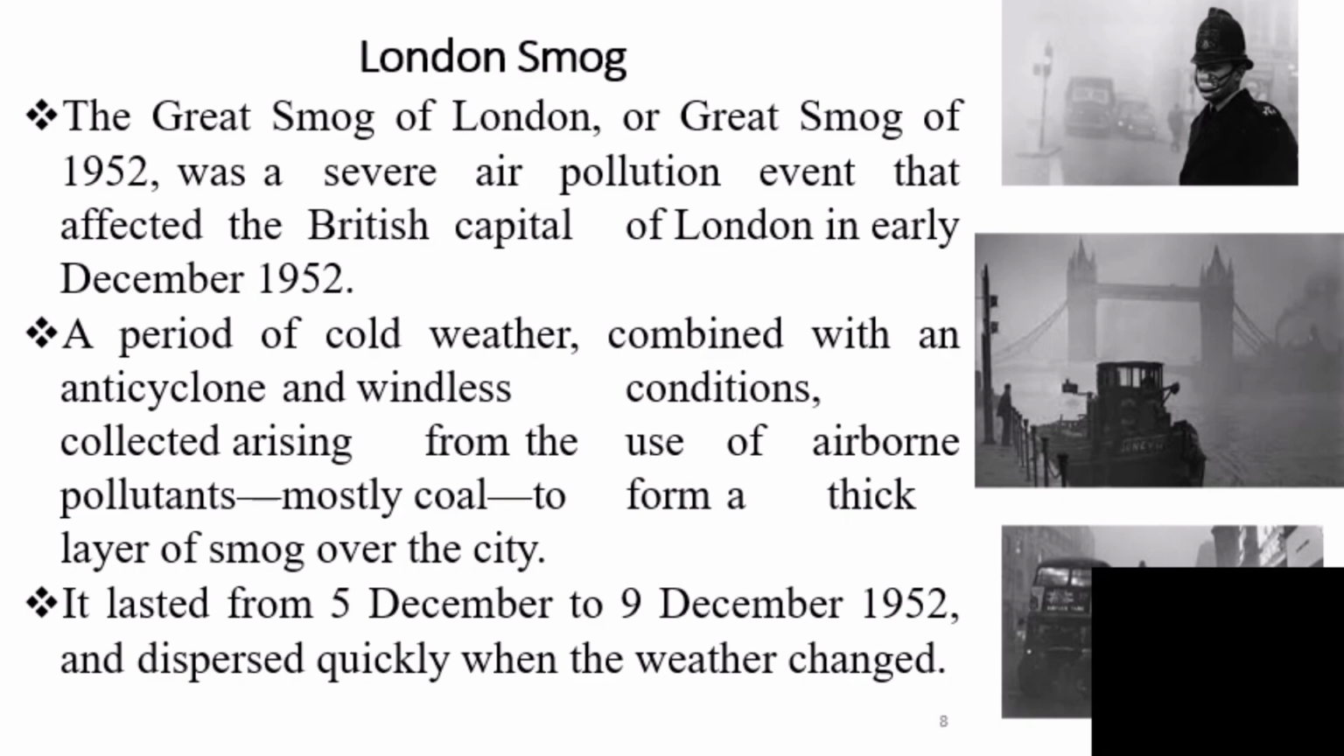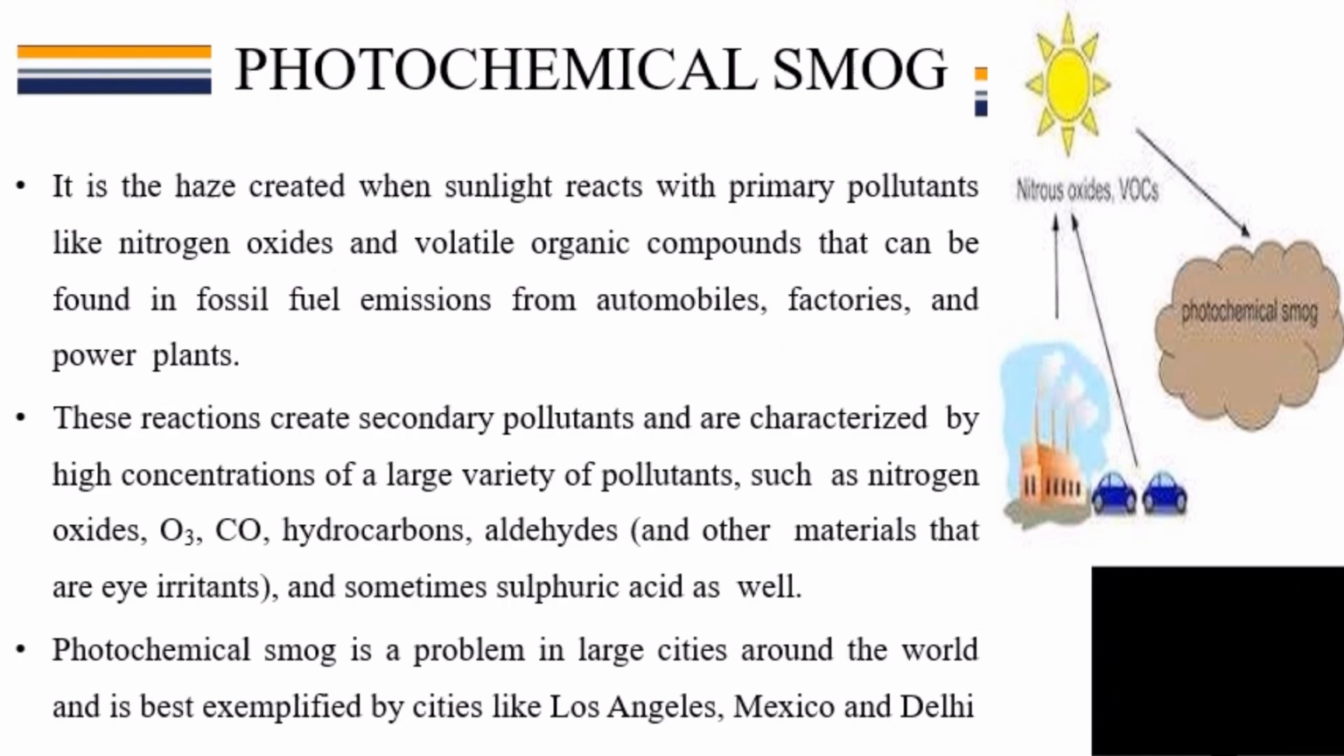Maybe you can go and see the old newspapers. What exactly happened during this time? This lasted around 5 days, 5th December to 9th December in 1952. And when the weather changed, the smog dispersed. But imagine, for 5 days people were in complete darkness. I hope you can see the pictures also here. So this is about London smog.